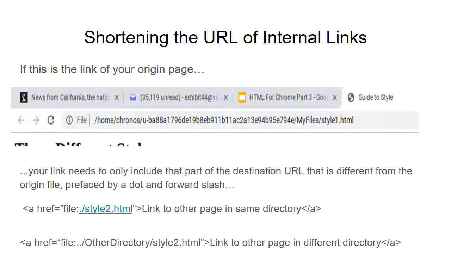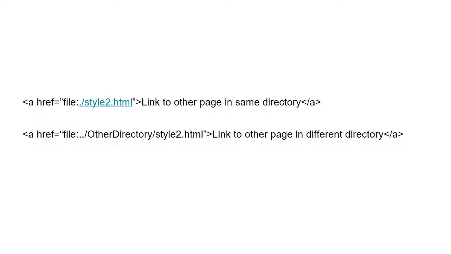1 dot to link to the same directory, 2 dots, and the additional directory information for the link that goes into another directory. 1 dot for same directory, 2 dots for different directory. Again, 1 dot for the same directory, 2 dots for another directory.